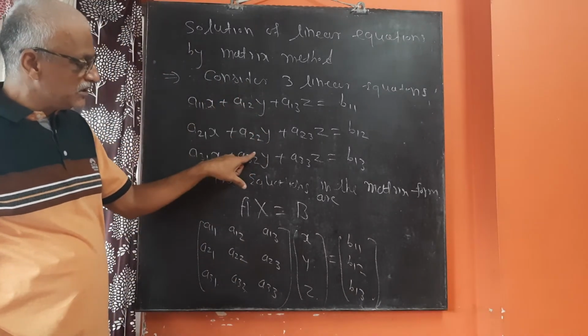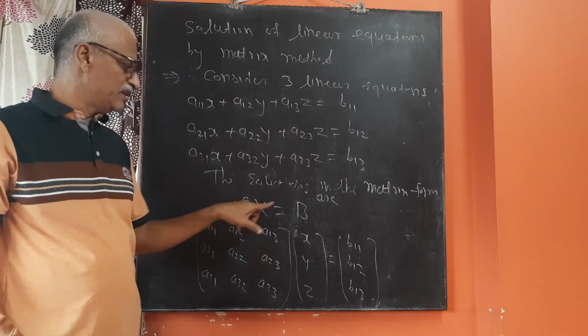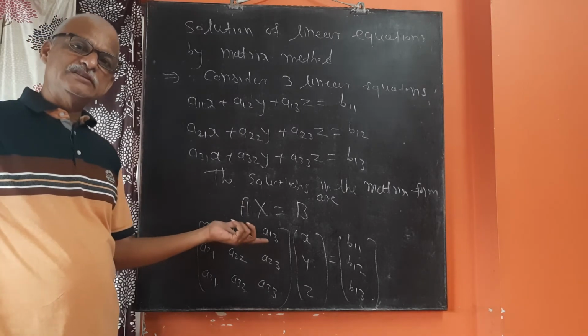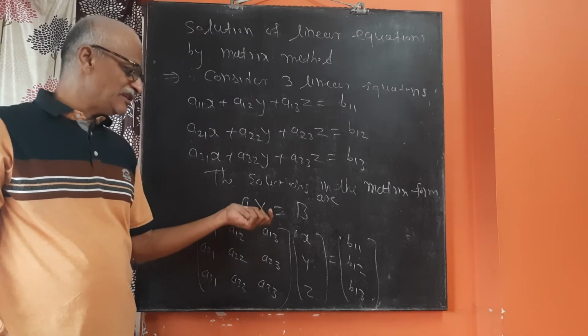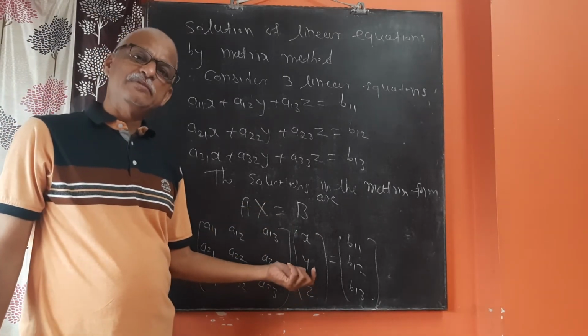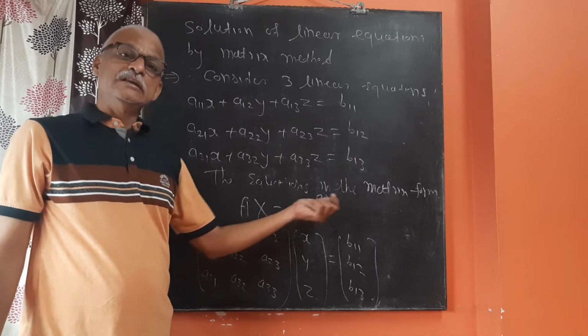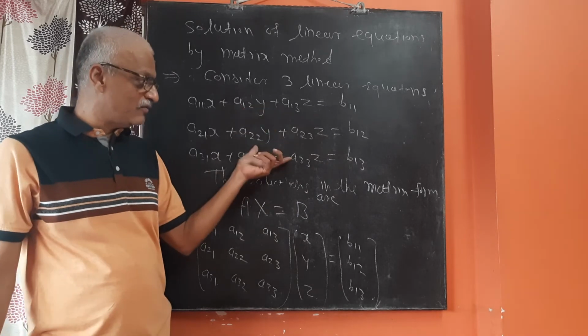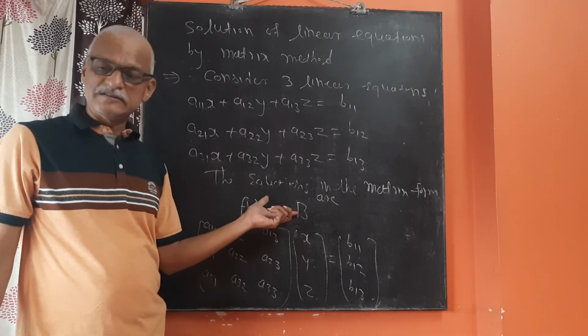That means you are given equations, and you have to put those equations in the matrix form as A into X equals B. A means the matrix of coefficients of x, y, z from three equations. X means the column matrix with the variables x, y, z, and B means the column matrix with the constants which are on the right hand side. This is the standard form of matrix equations.